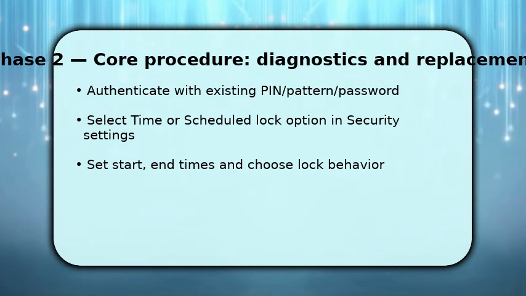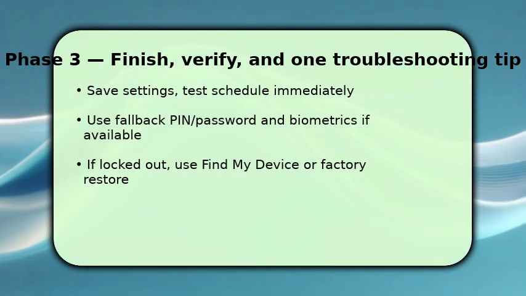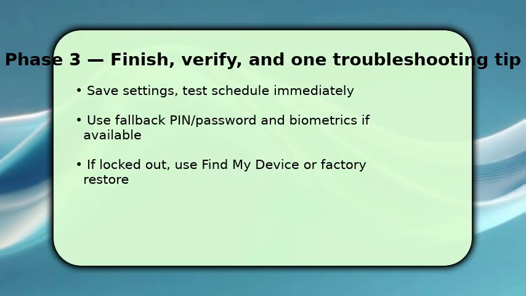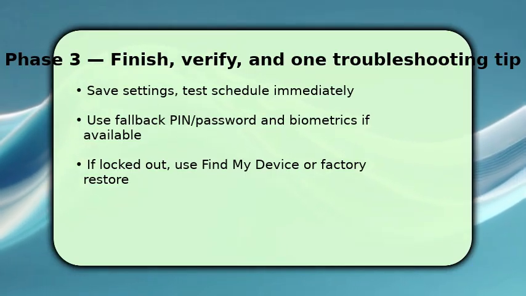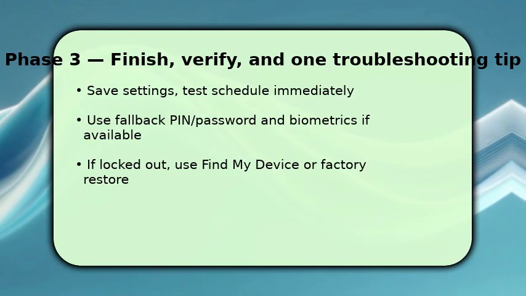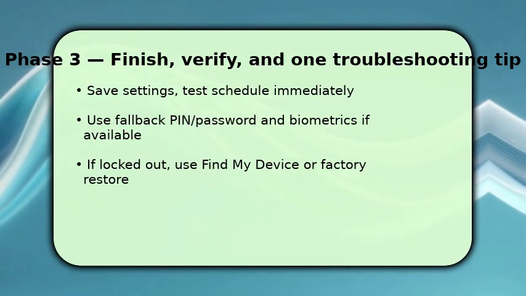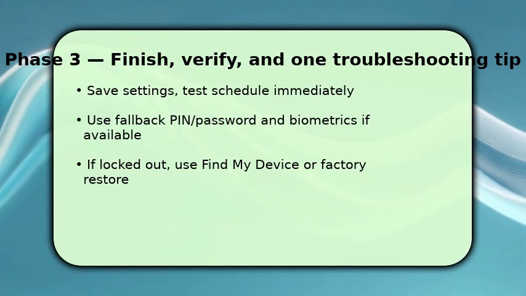You save the schedule and run an immediate test by advancing the clock or waiting a minute to confirm the timed lock engages. Make sure biometrics and a fallback PIN or password are enabled. This gives you multiple ways to unlock if the schedule acts up.